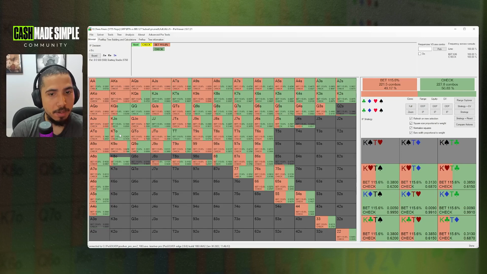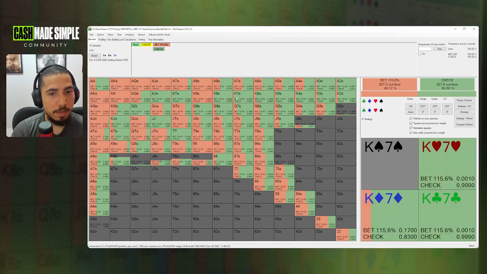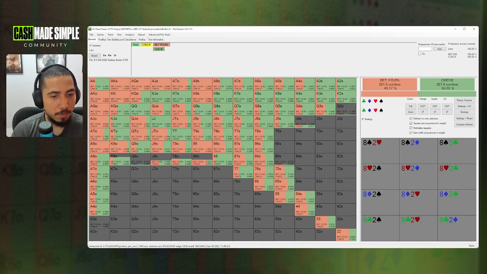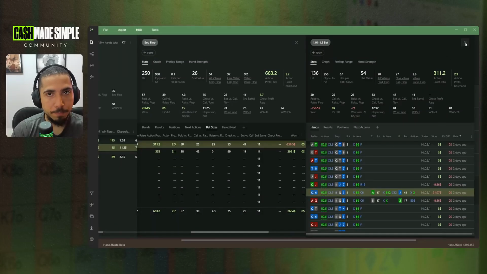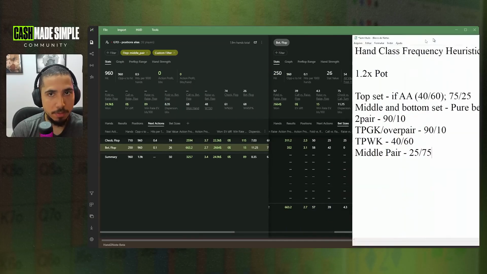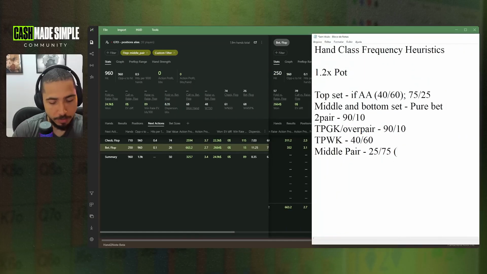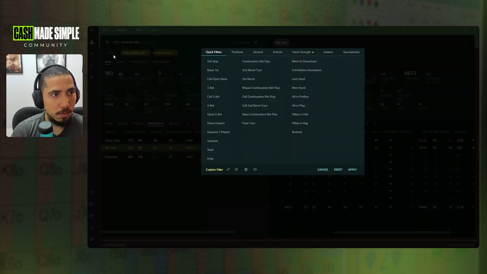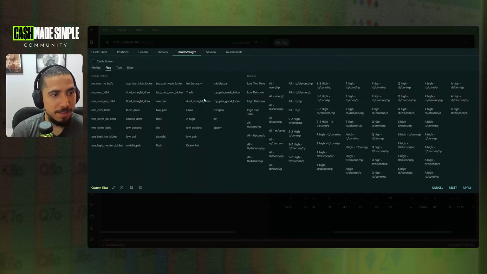Okay, it seems that there is a pattern here with regards to the suits. You see here that having a heart or a club makes you want to bet here when you have the offsuit king. When you have the backdoor flush draw with the king, it also makes you want to bet sometimes. So middle pair here, about 25% bucket. In here, it's mostly offsuit unblockers or backdoor flush draw when you're suited. That's basically it. Don't ask me, the computer does this.